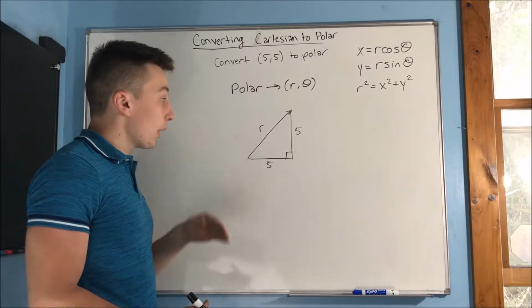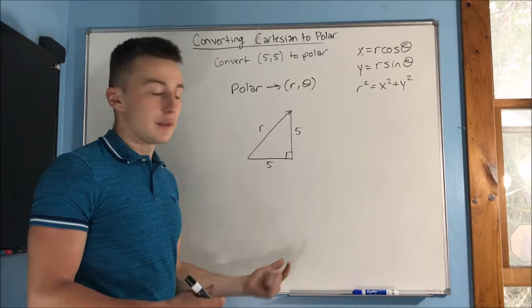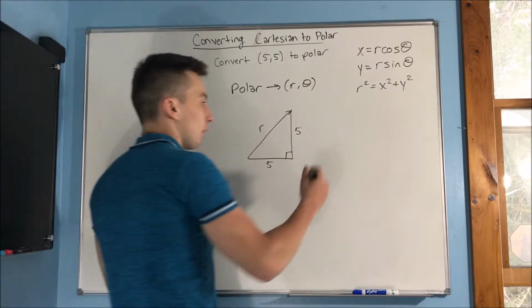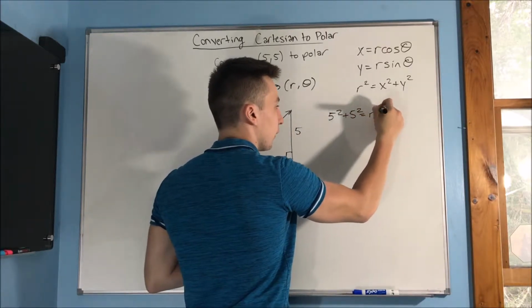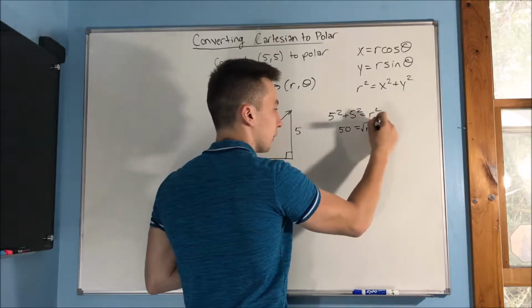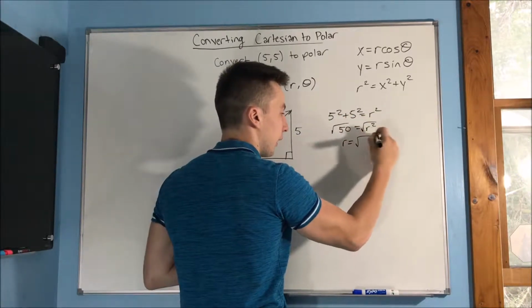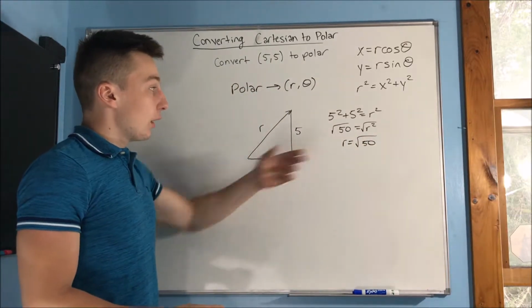Since your x component and your y component are perpendicular, you can use the Pythagorean Theorem for this. We get that 5 squared plus 5 squared equals r squared. So 50 is going to equal r squared. You take the square root of both sides, and r equals radical 50. Great, so that's your r.